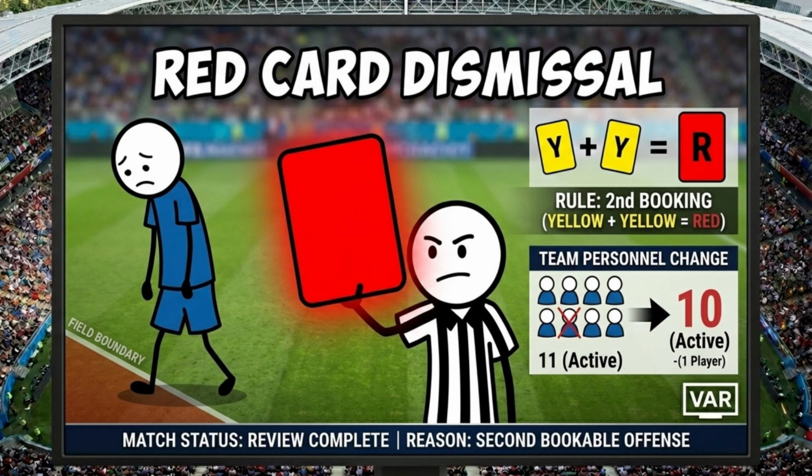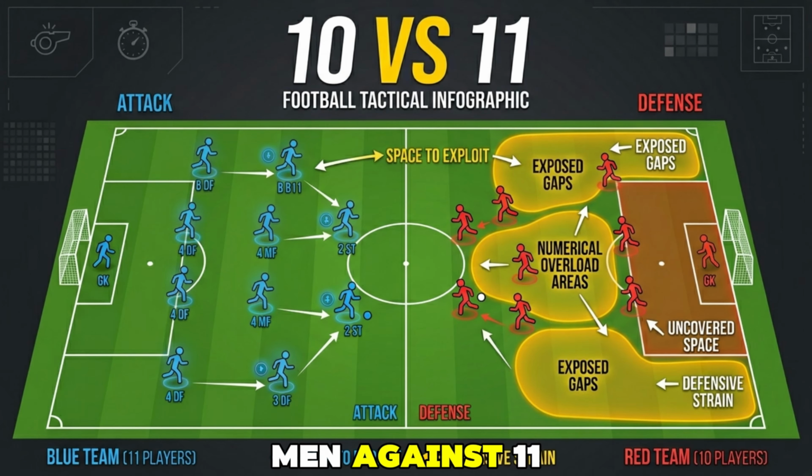You're done. Playing with 10 men against 11 is brutally difficult. You're defending more space with fewer bodies. Most teams that go down to 10 men lose. Here's the wild stat. In World Cup history, teams playing with 10 men win less than 15% of the time. 1 card can effectively decide a match before it's over.